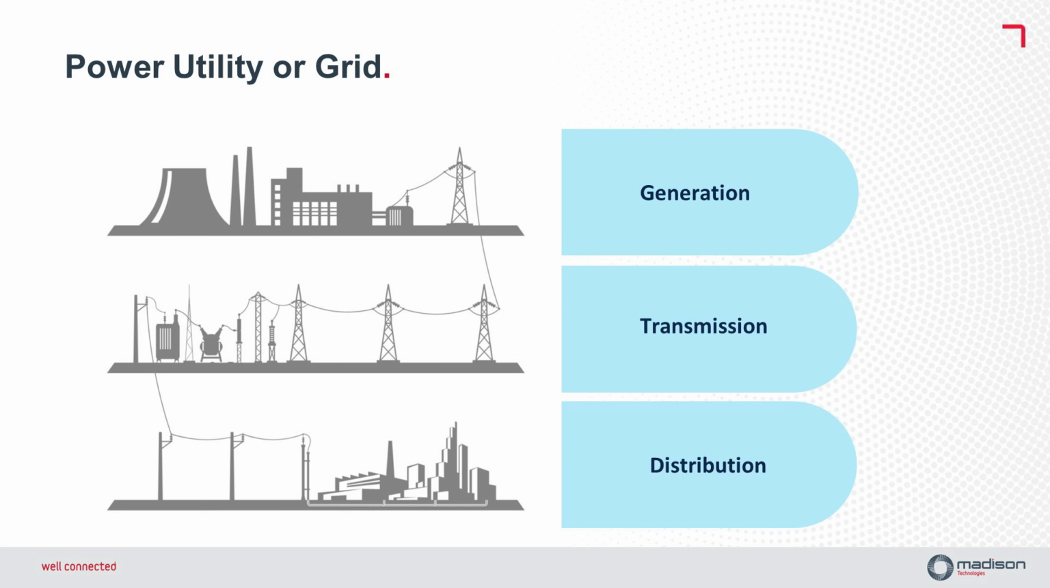A power utility is also called a grid network. A grid network has three main functions: power generation, transmission, and distribution. Power is generated either in a coal, nuclear, windmill, or solar farm. Once it is generated, it's transmitted through the transmission infrastructure and is sent to the distribution for consumption.